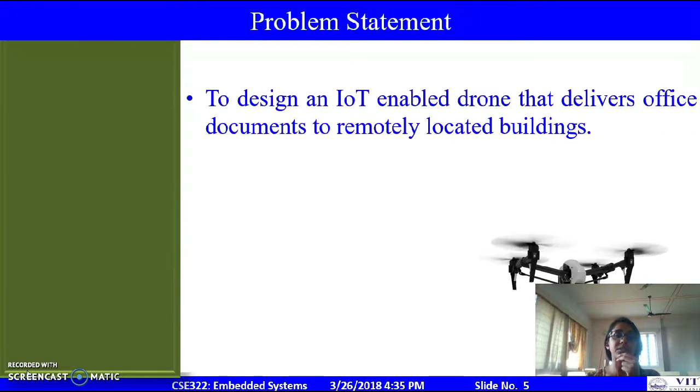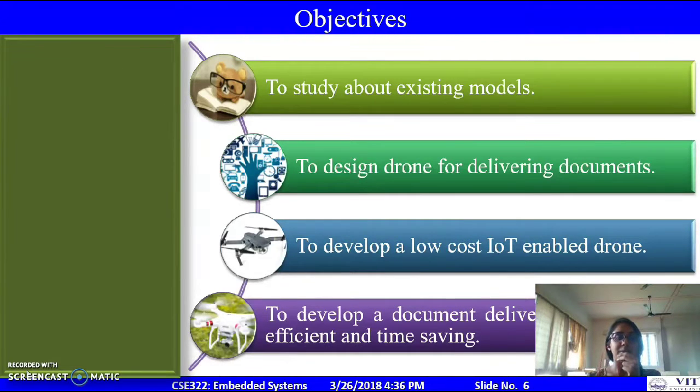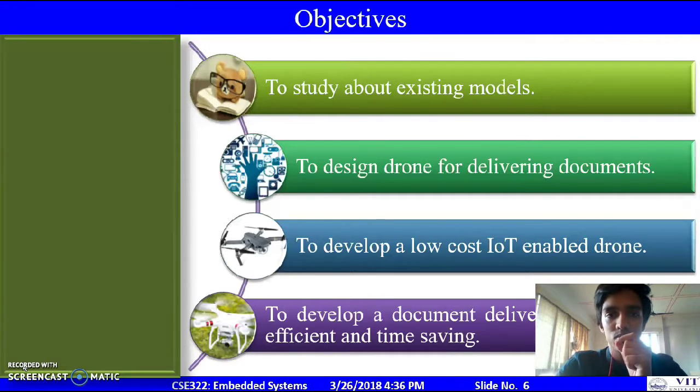Our problem statement is to design an IoT-enabled drone that delivers office documents to remotely located buildings. Our main objectives are to study the existing models that are around, to design a drone for delivering documents, to develop a low-cost IoT-enabled drone, and to develop a document delivery drone which is efficient and time-saving. These are the objectives that we will be achieving with our project.